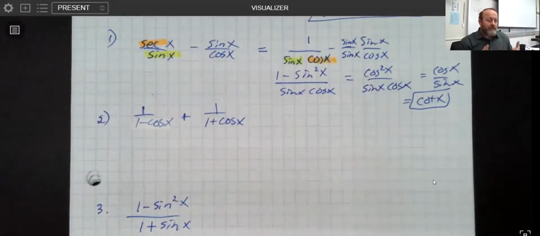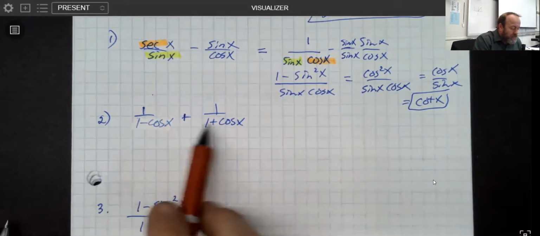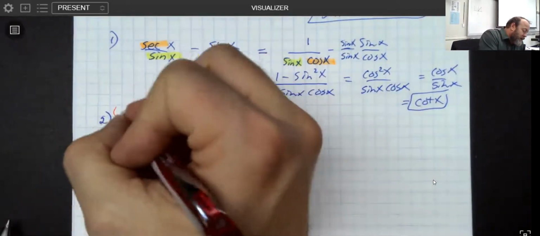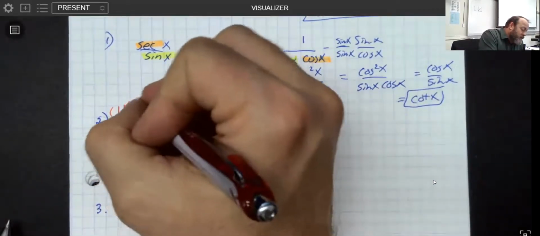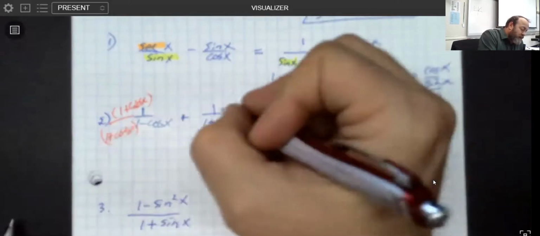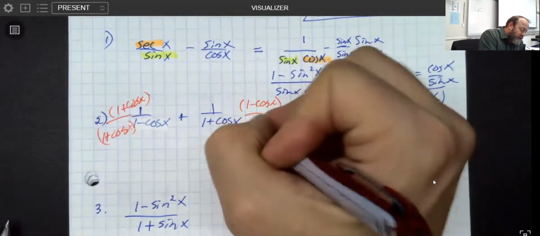Number 2, kind of a distinctive problem. Something weird happens in this thing. And this is just one of those tricks that math teachers do that drive people crazy, because they just, why would you do that? Well, I do it because I've seen it before. But whenever I see a 1 minus and a 1 plus or something like that, what I like to do is multiply each one by the other.